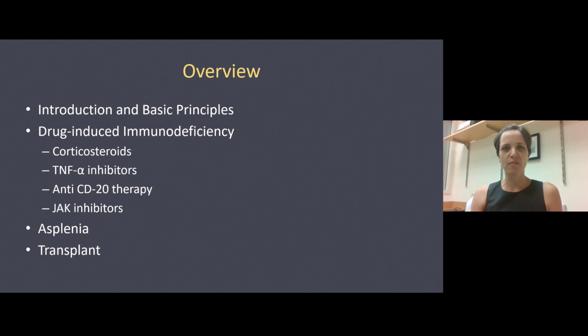So just to give you an overview of what I'm going to talk about today, it's a relatively big topic. So here's my approach. I'm going to give you an introduction, and then I'm going to review some of the basic principles of infection in the immunocompromised host. And then we're going to move on and talk about drug-induced immunodeficiency, which is a huge area. And I'm going to focus on 4 specific types of drugs that can suppress the immune system. Then we'll cover asplenia briefly, and then lastly, transplant.